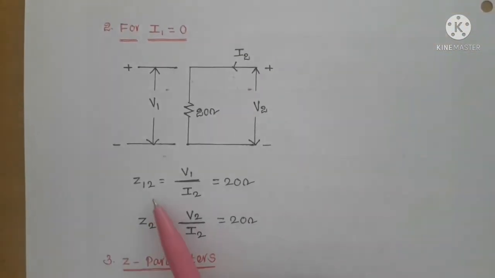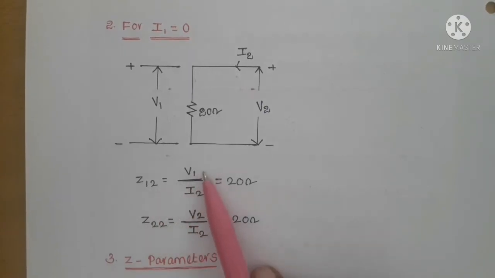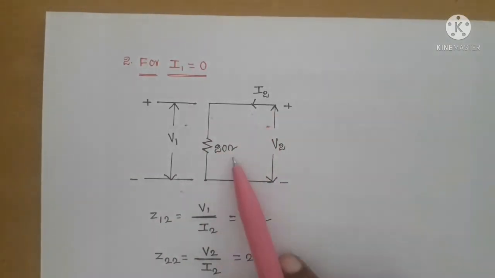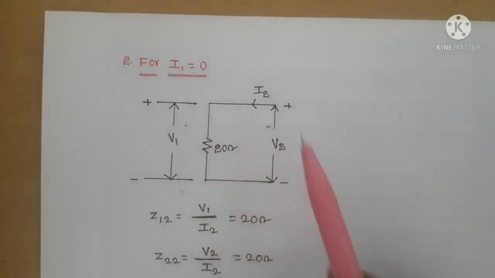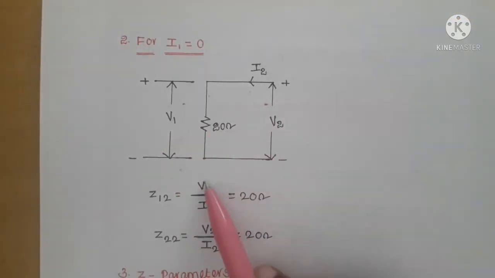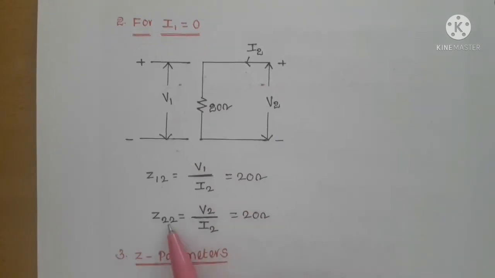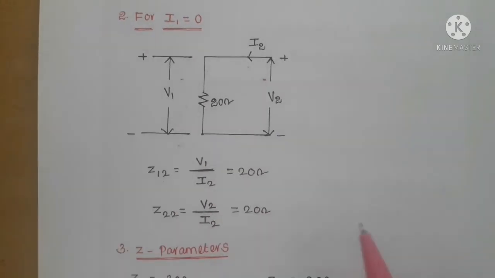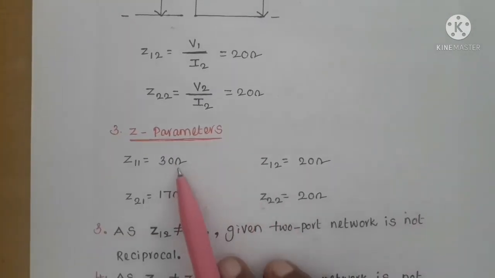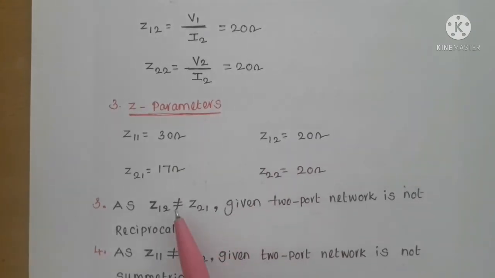From this circuit we now have to get Z12, which is the V1 to I2 ratio. V1 is the voltage across 20 ohms, and I2 is the current in 20 ohms, so V1 equal to 20 I2. So V1 by I2 equal to 20 ohms. Similarly, as V1 equal to V2, replacing V1 with V2, we get V2 by I2 equal to 20 ohms. So Z22 is also 20 ohms. If we write all the parameters at one place: Z11 equal to 30 ohms, Z12 equal to 20 ohms, Z21 equal to 17 ohms, and Z22 equal to 20 ohms.